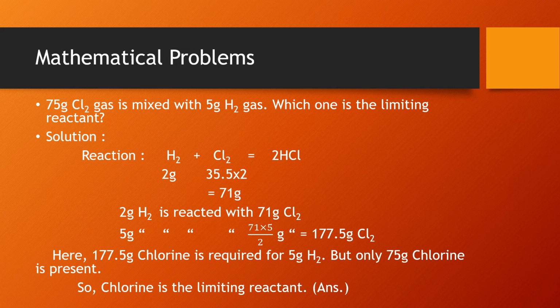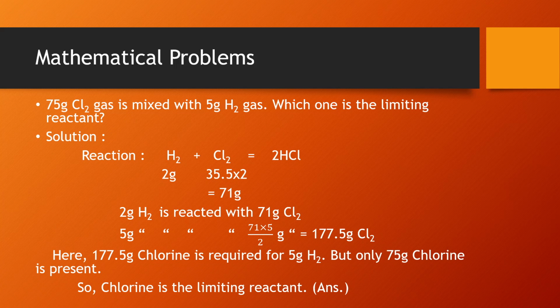So let's see a mathematical problem. 75 gram chlorine gas is mixed with 5 gram hydrogen gas. Which one will be the limiting reactant? This is the question. So the reaction is pretty simple. Hydrogen and chlorine are forming hydrochloric acid. So we have determined the value of hydrogen and chlorine participating here.